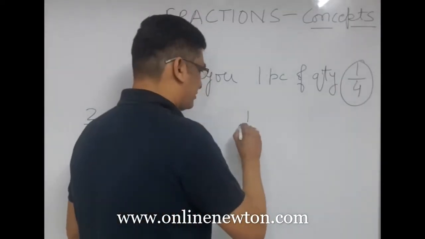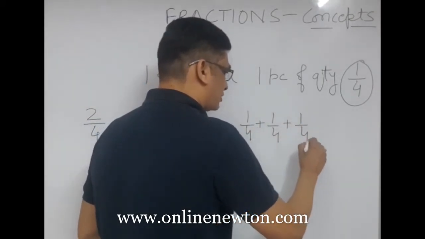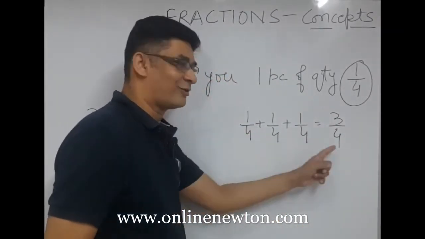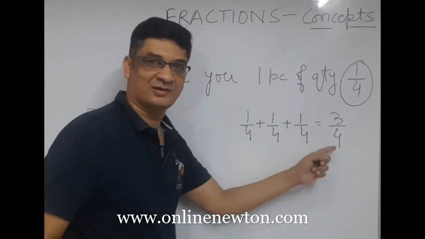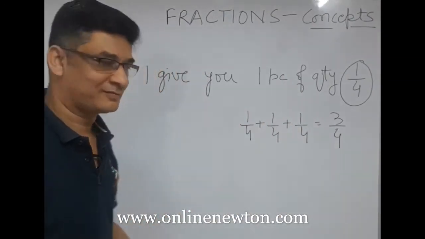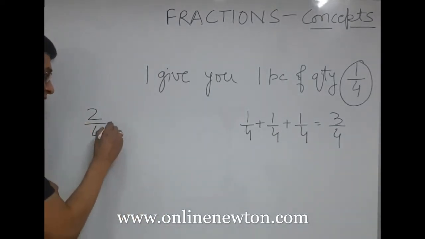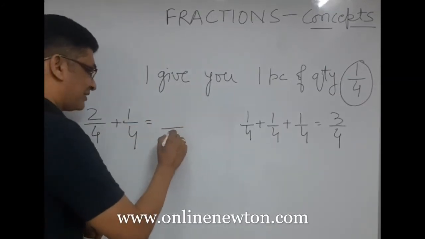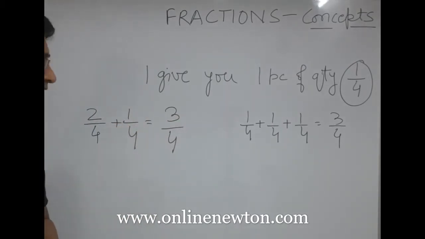Now we gave her 1 by 4 plus 1 by 4 plus 1 by 4 is equal to 3 by 4. It's very simple. This 4 remains like this, and you just add 1 plus 1 plus 1 is equal to 3. So total quantity which has gone to her is 3 by 4. Before giving this last piece, she had quantity 2 by 4. We gave 1 by 4 more. So now again just this remains like this, and the total quantity gone to her is now 3 by 4. Isn't it simple, friends?